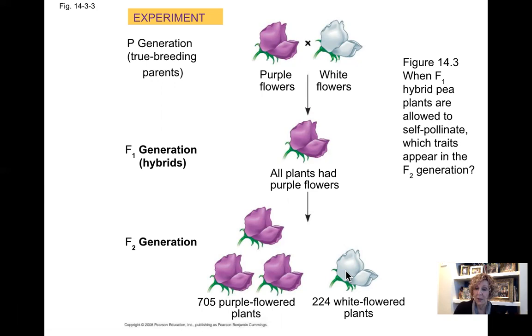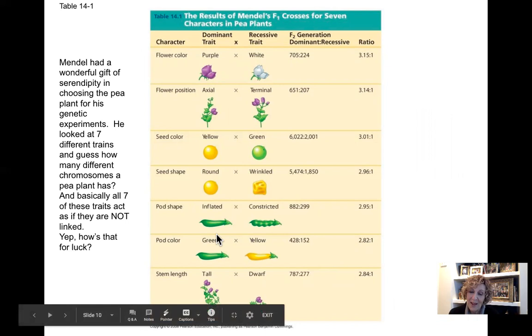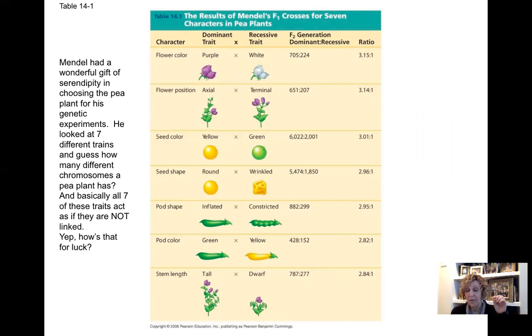Now, one of the things that's so serendipitous about a pea plant is that Mendel looked at seven different traits that you can see listed here. And guess how many chromosomes a pea plant has? Seven. And as it turns out, the alleles, or the variation of the genes for each of these characteristics, were on each individual chromosome. So they were not being inherited together. Otherwise, he wouldn't have got this really cool ratio that he used to figure out how genes work.